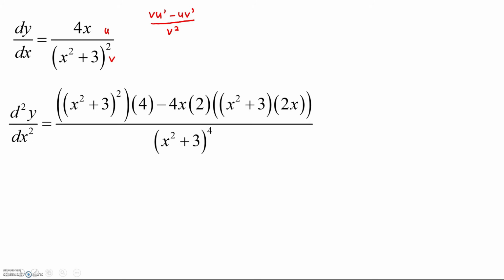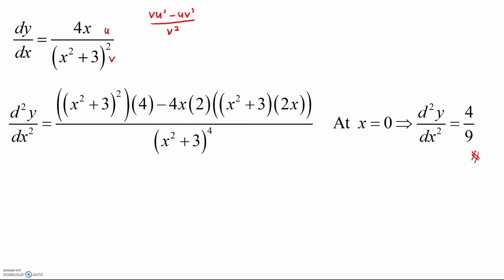To find out our d squared y over dx squared at x equal to 0, you just substitute all x here with 0. So at x equal to 0, our answer is 4 over 9.